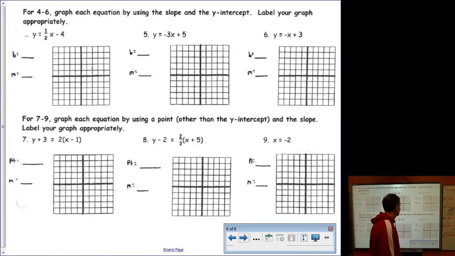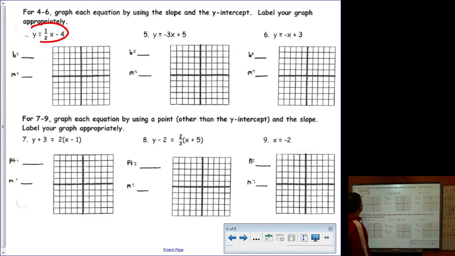All right. Number 4, I am supposed to find the slope and the y-intercept. Well, this is already in slope-intercept form, so the y-intercept is the -4, and the slope is the coefficient of x. So I can graph this by putting a dot at -4 on the y-axis and using the slope to go up 1, right 2, up 1, right 2, up 1, right 2, or down 1, left 2. And we're ready to move on.